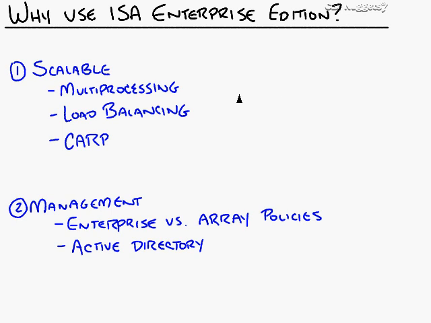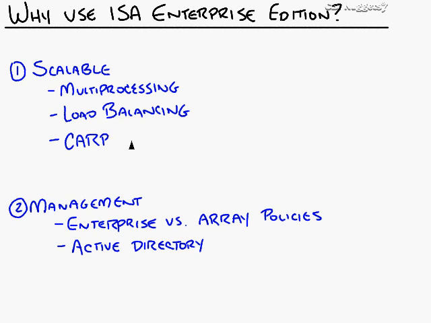Well, here's why. They've added a few features. First off, it's scalable. It supports multiprocessors, so you can distribute the load of ISA Server between multiple processors inside of a computer. Along those lines, it supports load balancing.